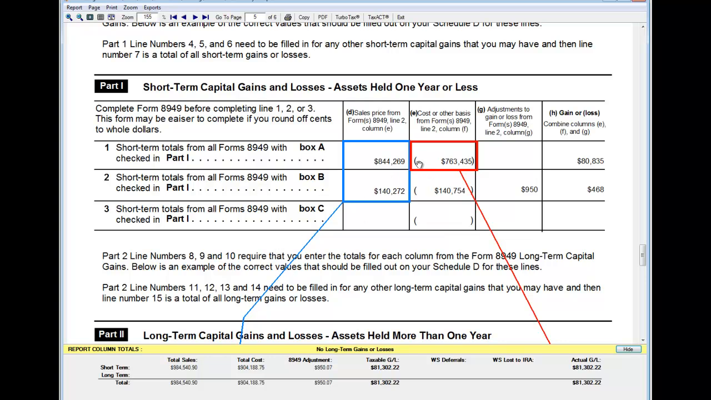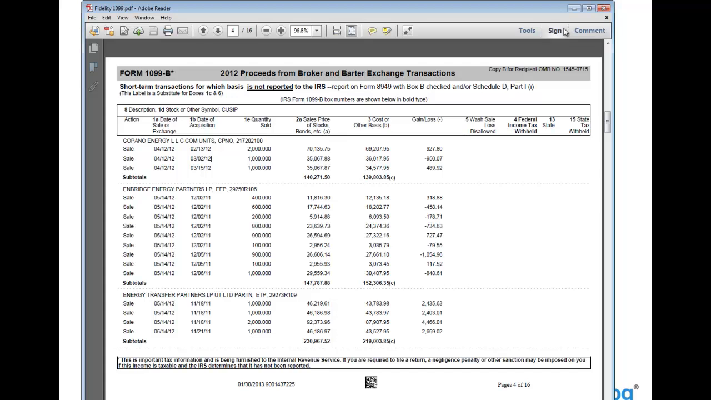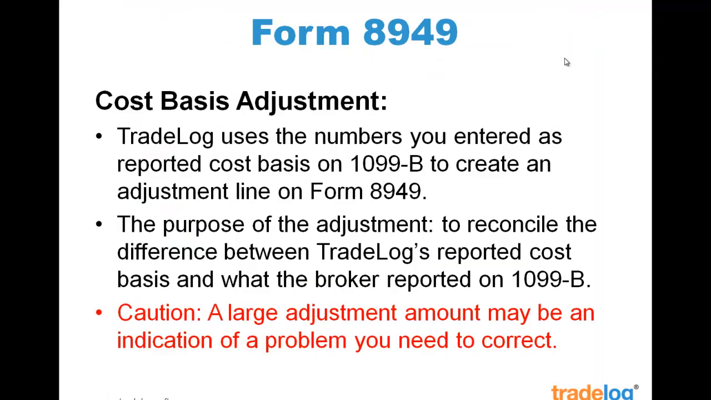That way, my 8949 categorizes the trades the same way the broker does. So sometimes this is necessary in order to get a proper reconciliation. In this case, I know with this account, if I make those adjustments, I actually have zero adjustment line for cost basis because everything matches up perfectly with the broker. But it may be necessary to do that. And again, we have instructions online if that's the case.